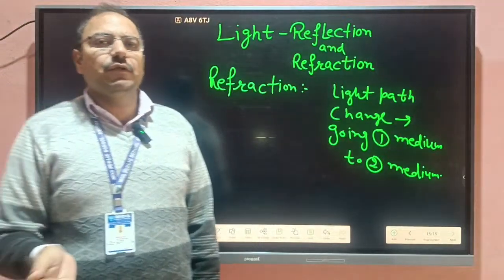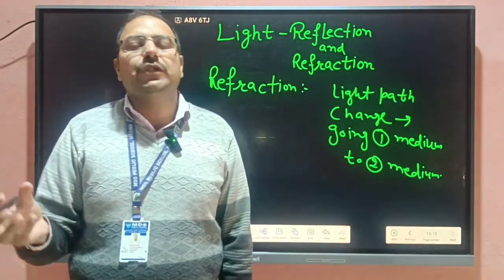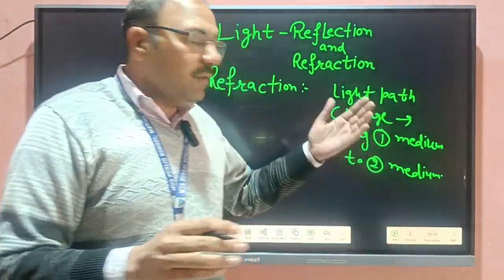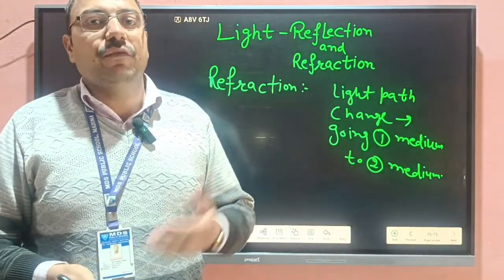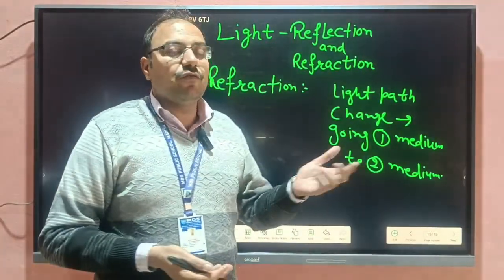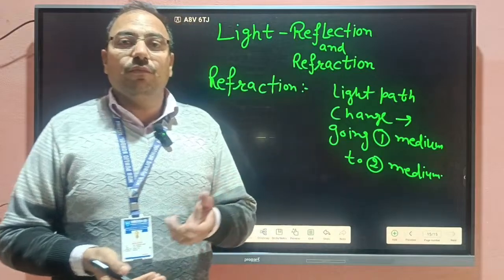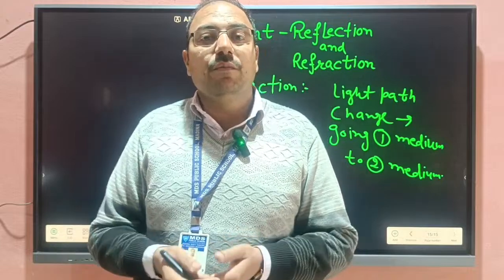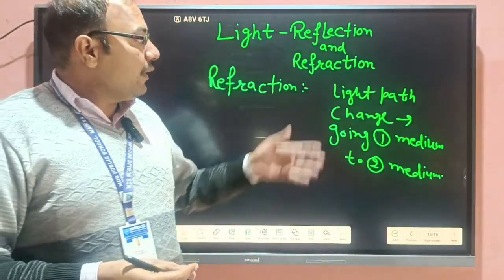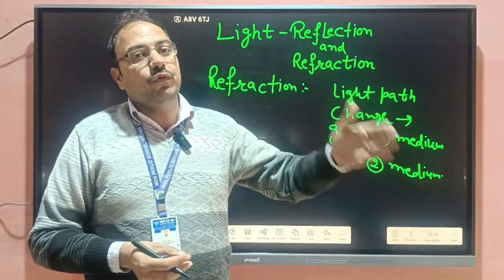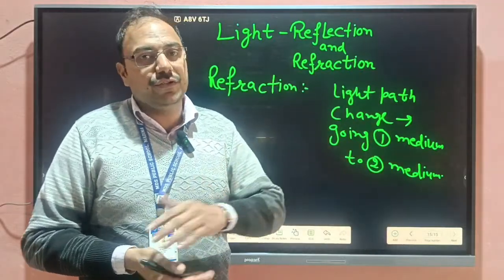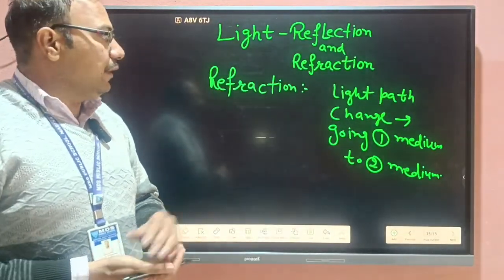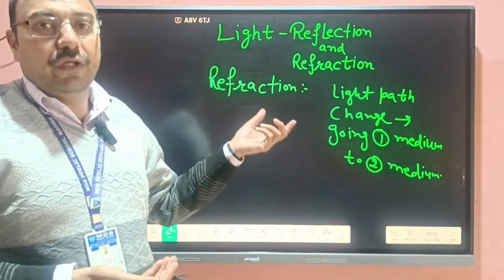In reflection, simply, light rebounds. When light strikes a polished material, that is a polished mirror, the rebounding of light is known as reflection of light. But here we take a transparent material. When light goes from one medium, for example air, to a second medium, which may be glass or water, its path is changed. We can understand this with the example of glass and air.